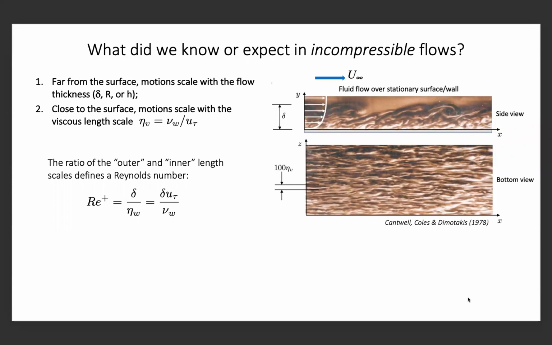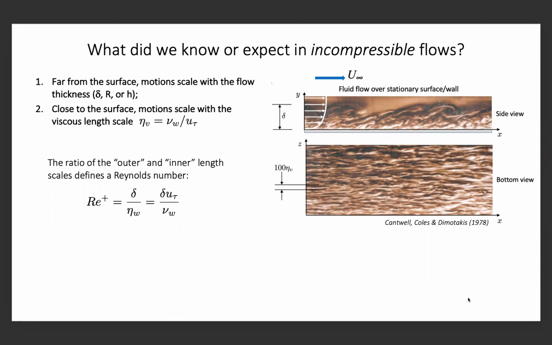In the picture on the right by Cantwell, Coles and Dimotakis, if you look at the top view, that's a side view of the boundary layer. And we see these large billowing motions away from the surface, and those are the outer layer motions that we would expect to scale with the boundary layer thickness.